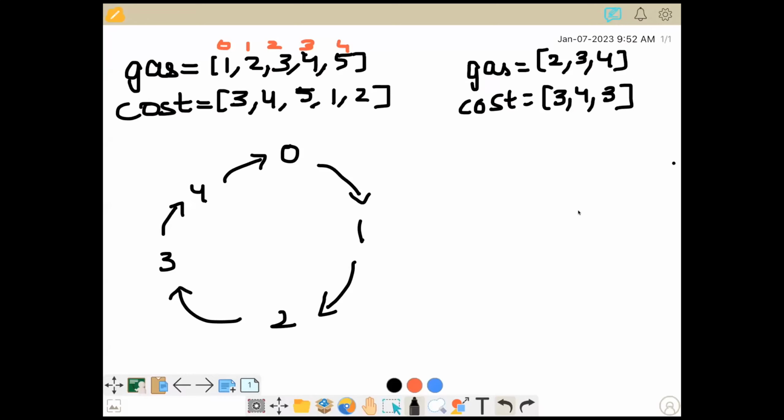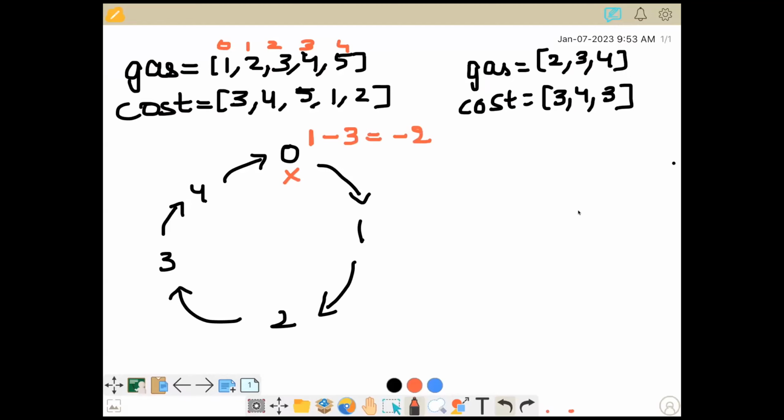So let us start from the 0th gas station. At the 0th gas station, we initially fill up one gas point, and then we require 3 gas points to move to the next station. The total will be -2. Since there is not enough gas to move to the 1st station from the 0th station, we do not consider 0 as our answer. And then we move to the first station.